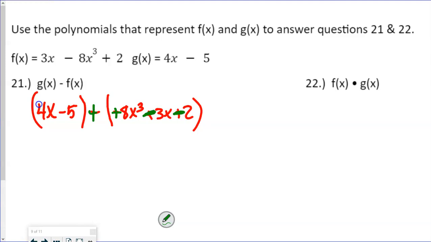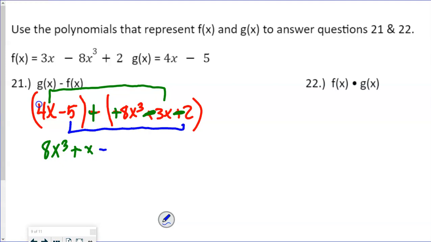Then we can just add them, right? So now we're just looking for like terms, okay? So we don't have another 8x to the third or x to the third. So we got 8x to the third. But notice here we do have an x to the first. So we're doing a 4x minus 3x. So that's just going to be plus x, right? And then we also have two constants. We have a negative 5 and a negative 2. So that's going to be minus 7. Okay, so that's x to the third plus x minus 7.